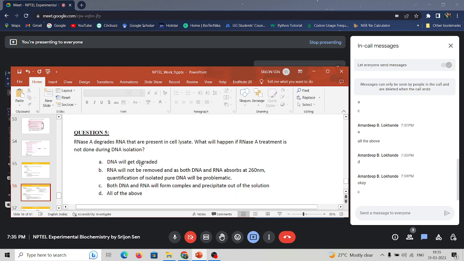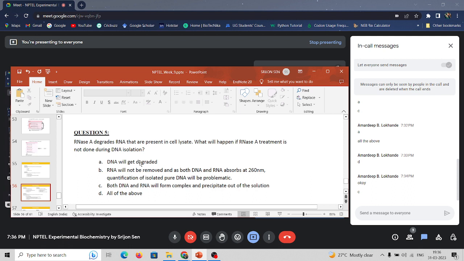So both RNA and DNA will form a complex and precipitate out of the solution. You said this. Okay, that can be one possibility, but you see that we are not providing any medium or a chemical or an organic solvent because of which it's going to precipitate out. Okay, so the precipitation is true, but after we give it some kind of treatment, that is possible. But here we are asking what will happen if RNase treatment is not done?